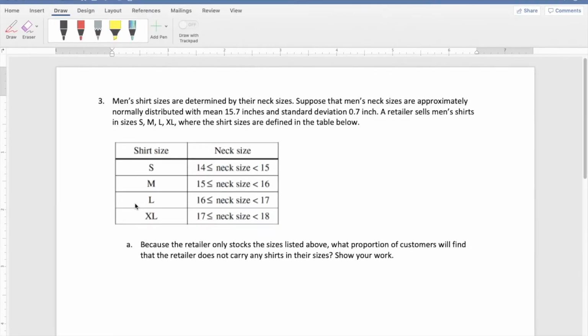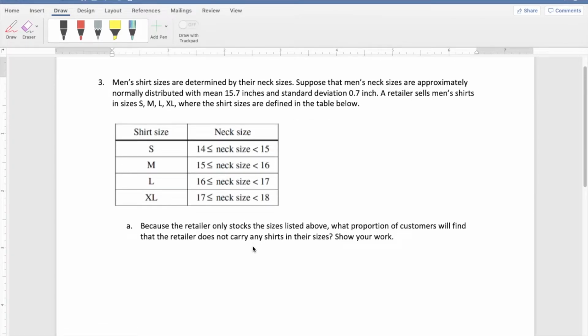All right, so this is number 3. Number 3 tells us the men's shirt sizes are determined by their neck sizes, apparently, because nothing else matters in your shirt size besides your neck size. Suppose that men's neck sizes are approximately normally distributed with mean 15.7 and standard deviation 0.7, so that tells us we're probably going to use a normal model in this.